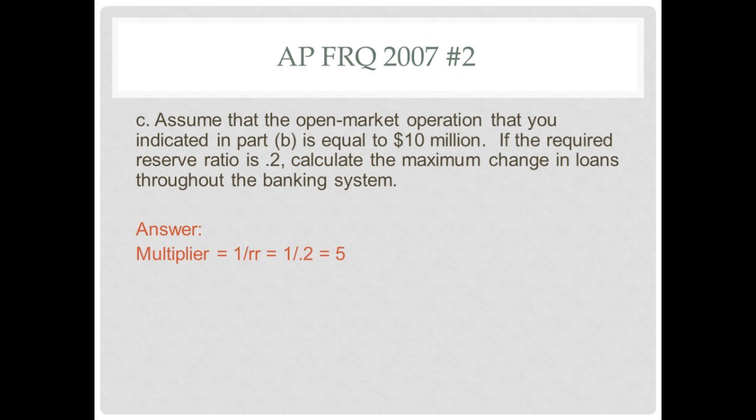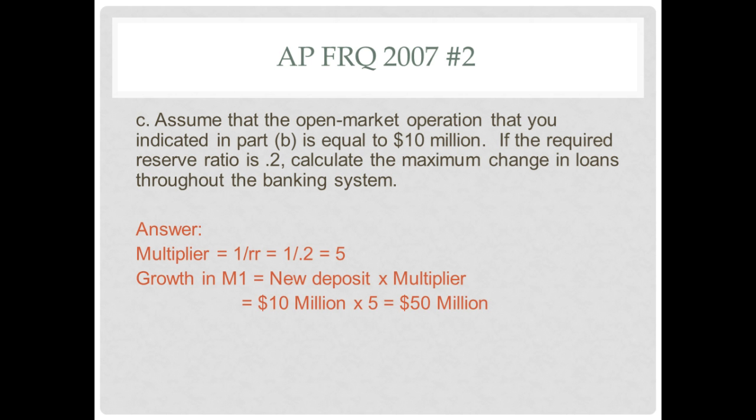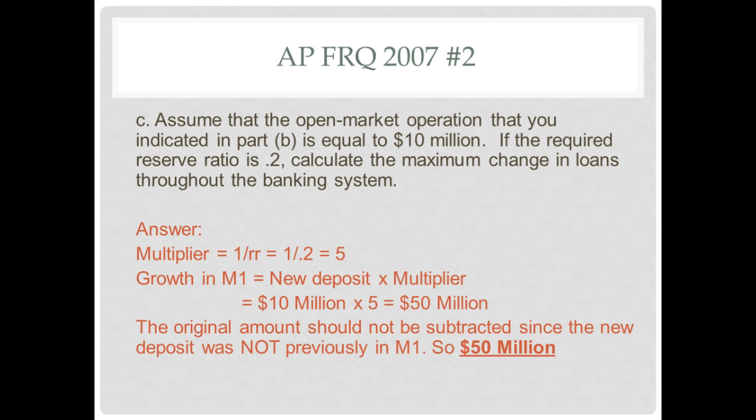We then take the amount that was spent, in this case 10 million, and multiply it times the multiplier, which means 10 million times 5 equals 50 million. And remember, the original amount should not be subtracted from the final total, since this money was newly deposited and not previously in M1. This was money that came from the Fed, so it was not previously in M1. Therefore, the answer remains at 50 million. That's pretty straightforward and a review.